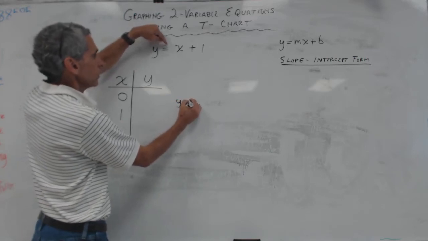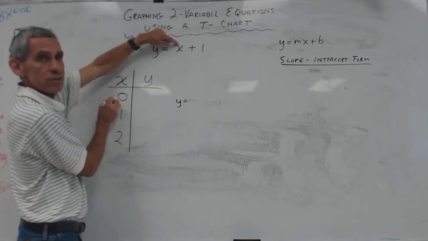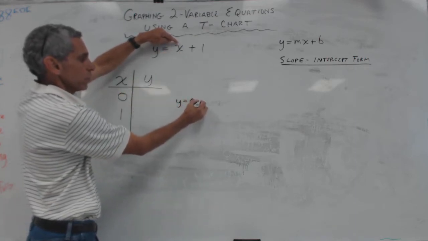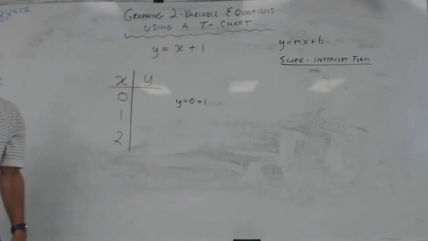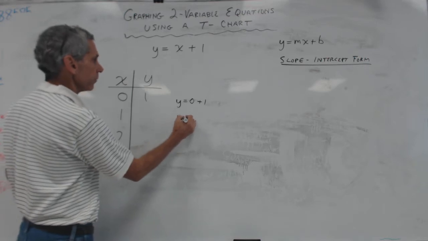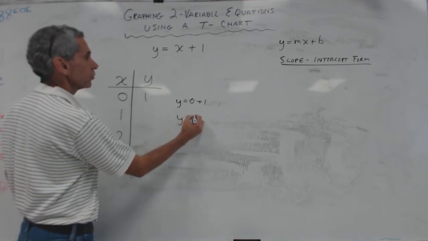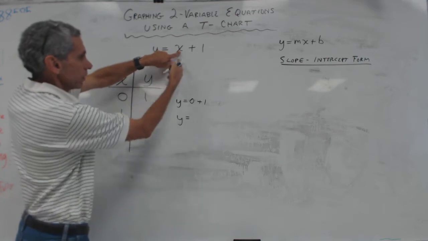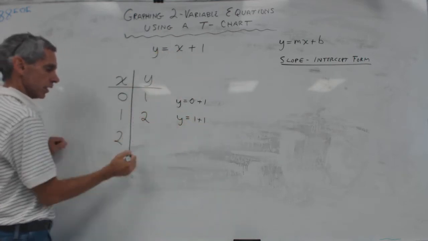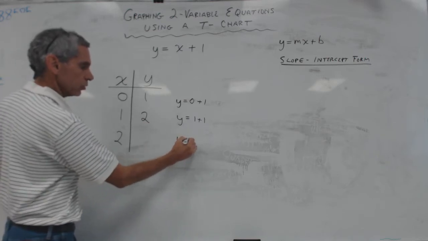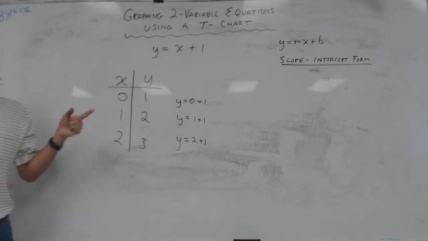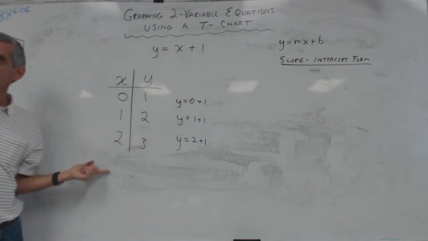But if x is 0, what is y? Y would equal 0 plus 1. Instead of x, I write the 0. You see what I'm doing? I'm replacing the x with the 0. So what's y? 1. Beautiful. If x is 1, y is equal to 1 plus 1, which is 2. And if x is 2, y is equal to 2 plus 1, which is 3. I have now completed my T-chart.